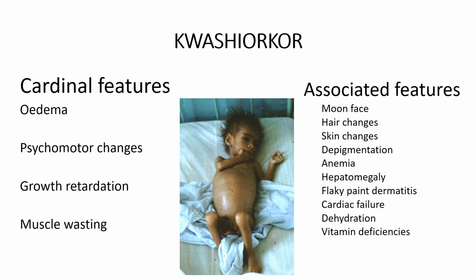Some of the associated features of kwashiorkor are moon facies, hair changes, skin changes, depigmentation, edema, hepatomegaly, flaky paint dermatitis, cardiac failure, dehydration, and vitamin deficiencies. So you can see in kwashiorkor, along with the cardinal features, there is a long list of associated features which may also be seen.